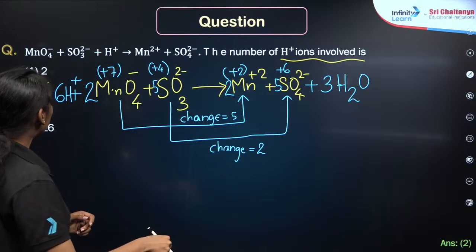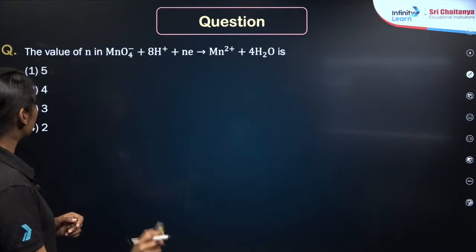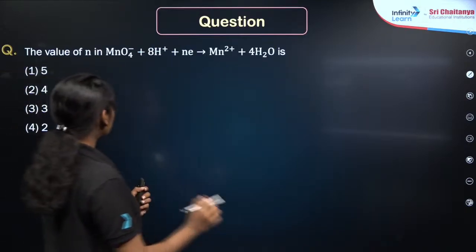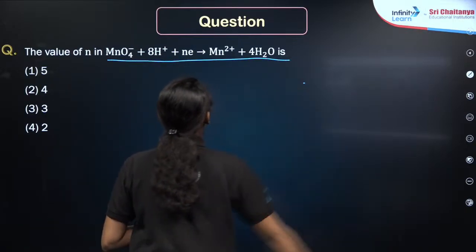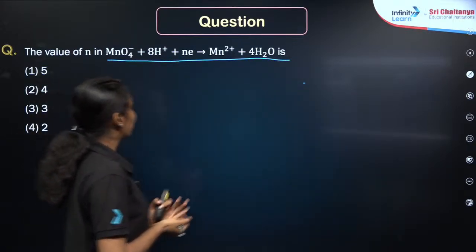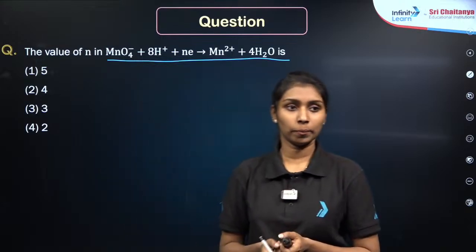Okay, fine. Now here is the next question. The value of n in the reaction MnO4 minus plus 8H plus n electrons gives Mn2 plus 4H2O. What will be the value of n?